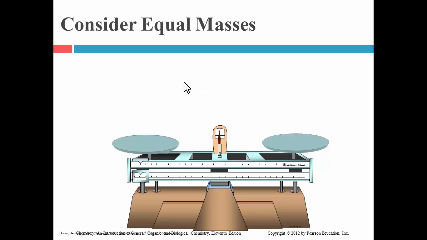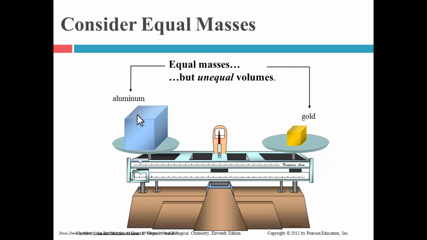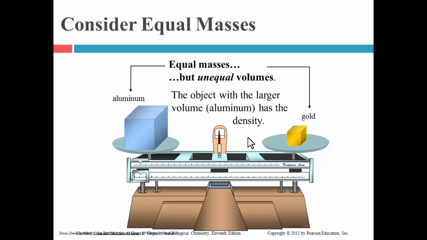Now let's consider two different objects, ones of equal masses. So here we have a cube of aluminum and a cube of gold. They have equal masses. If you put them on the scale, they weigh the same, but unequal volumes. The aluminum cube is much bigger. The object with the larger volume, the aluminum, has the smaller density. Remember again that density is mass divided by volume. So if the volume is getting larger, and density is mass divided by volume, the density is going to get smaller.